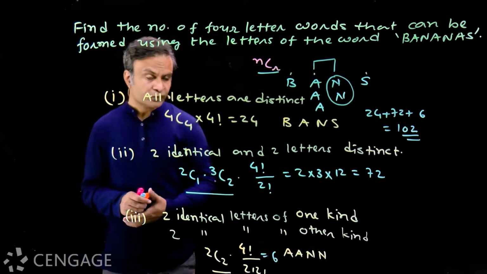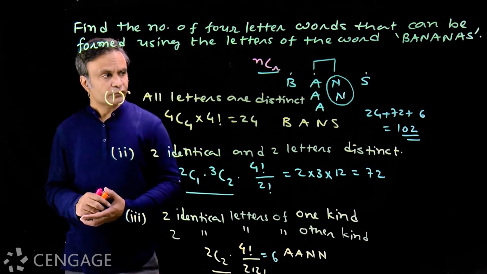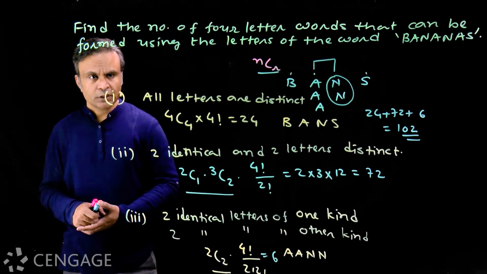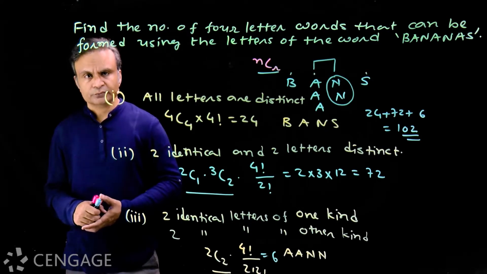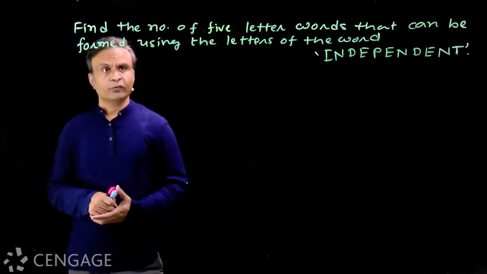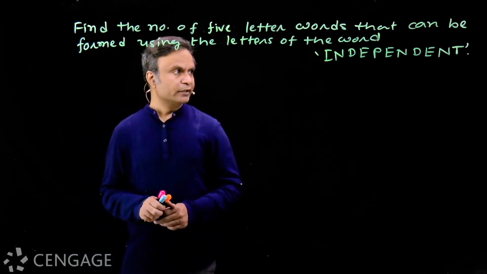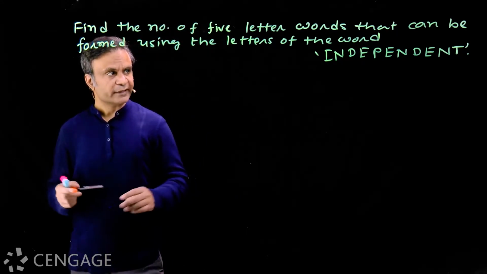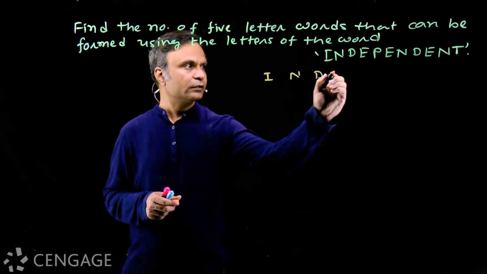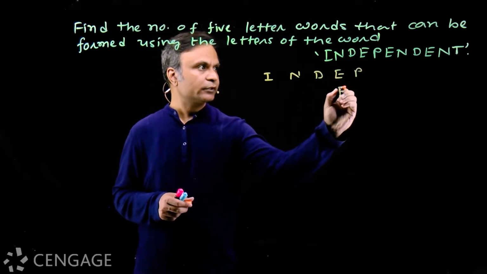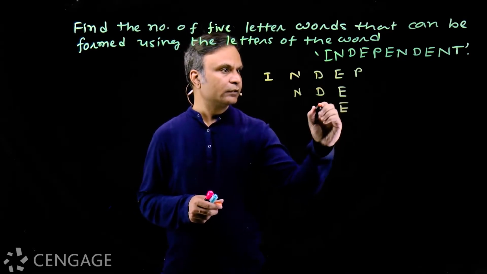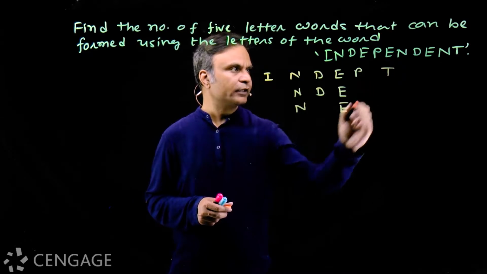Now the number of cases in the question depends on what kind of letters we have, what kind of repetition of letters we have. Keeping this in mind, let's try one more question. So look at this question: find the number of 5-letter words that can be formed using the letters of the word INDEPENDENT. So first we segregate the letters. We have letters I, N, D, E, P, E, N, D, E, N and T.